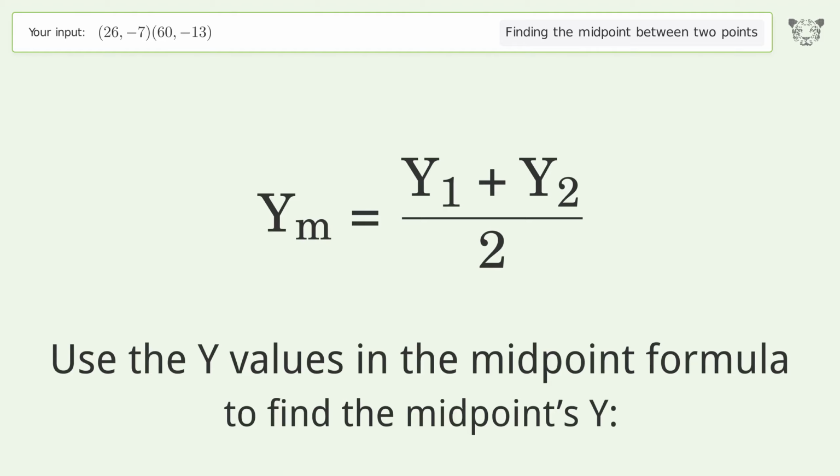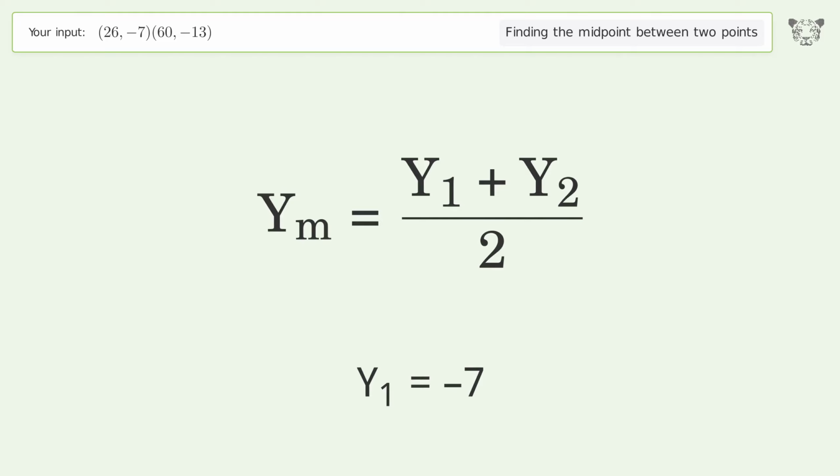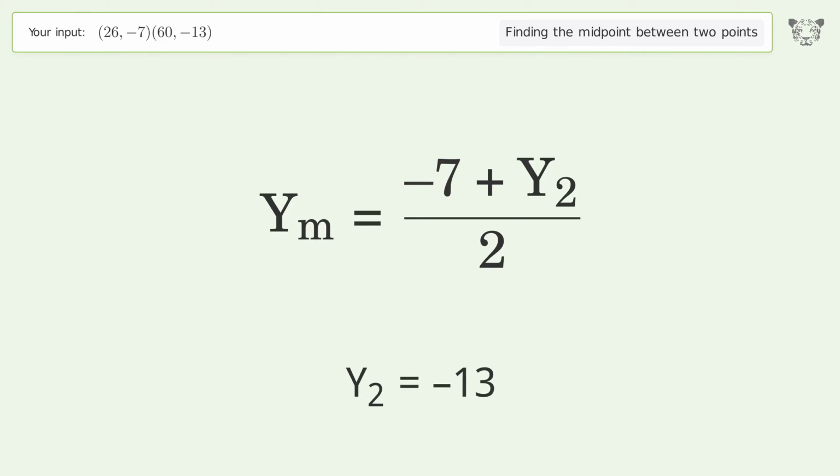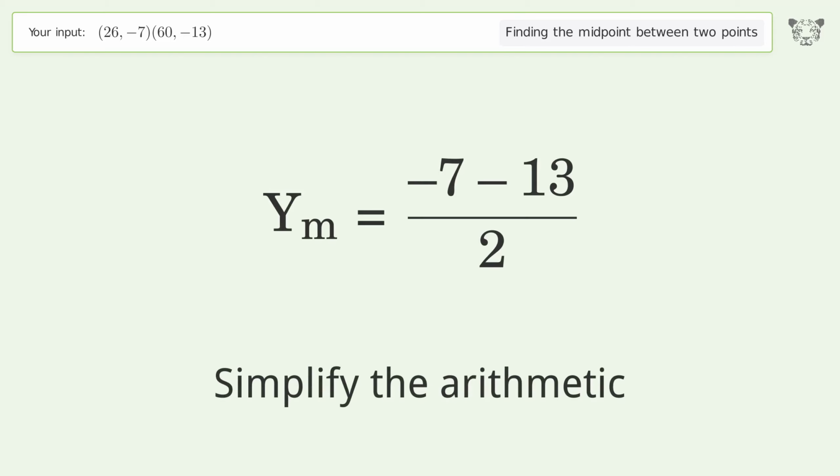Use the y values in the midpoint formula to find the midpoint's y. y1 equals -7. y2 equals -13. Simplify the arithmetic.